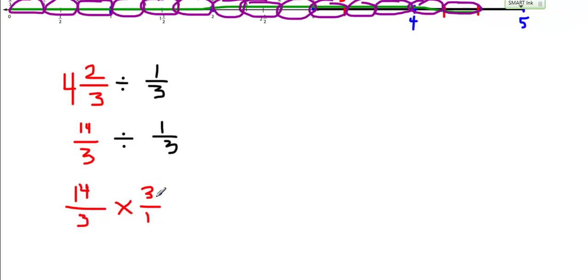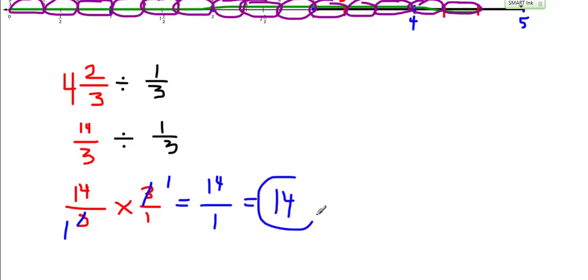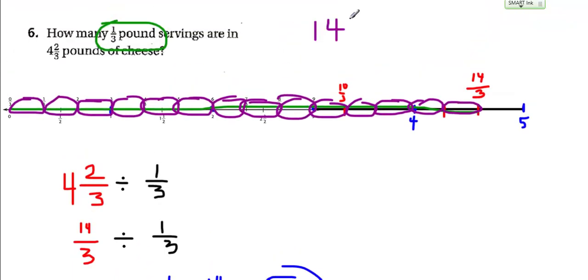We can reduce ahead of time here. The GCF of this number and this number is 3. If we divide by 3, we're going to get 1 here. We'll get 1 here as well. And if we go across, 14 times 1 is 14. And 1 times 1 is 1. 14 divided by 1 is 14. So the algorithm matches the picture. Right. Hopefully you found this helpful.